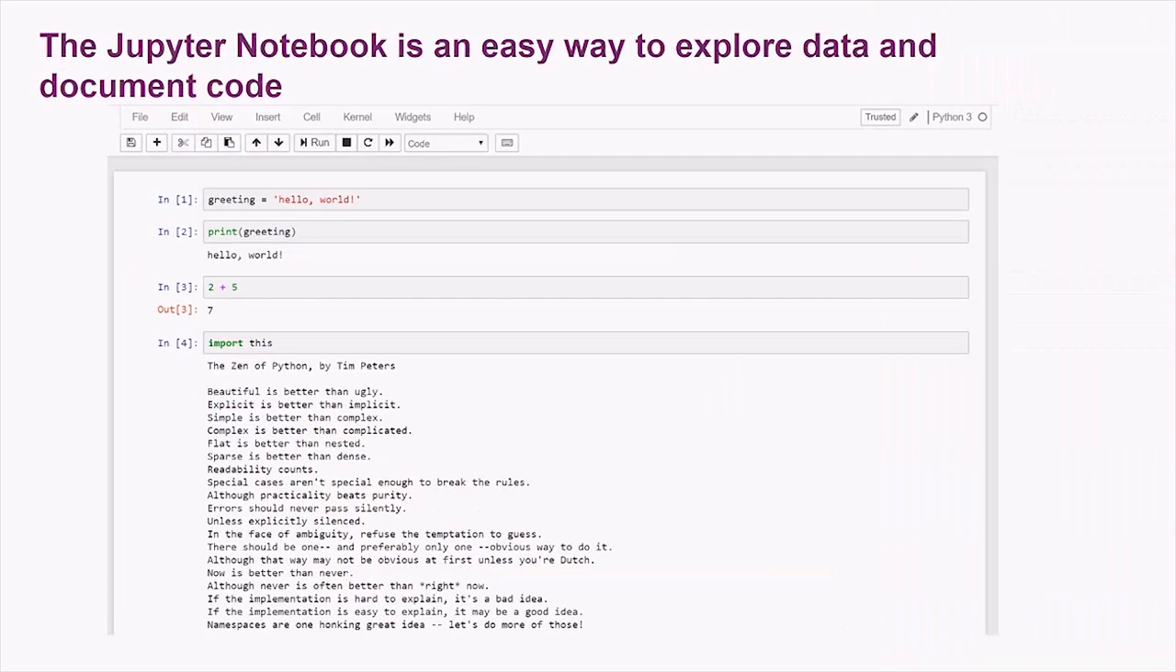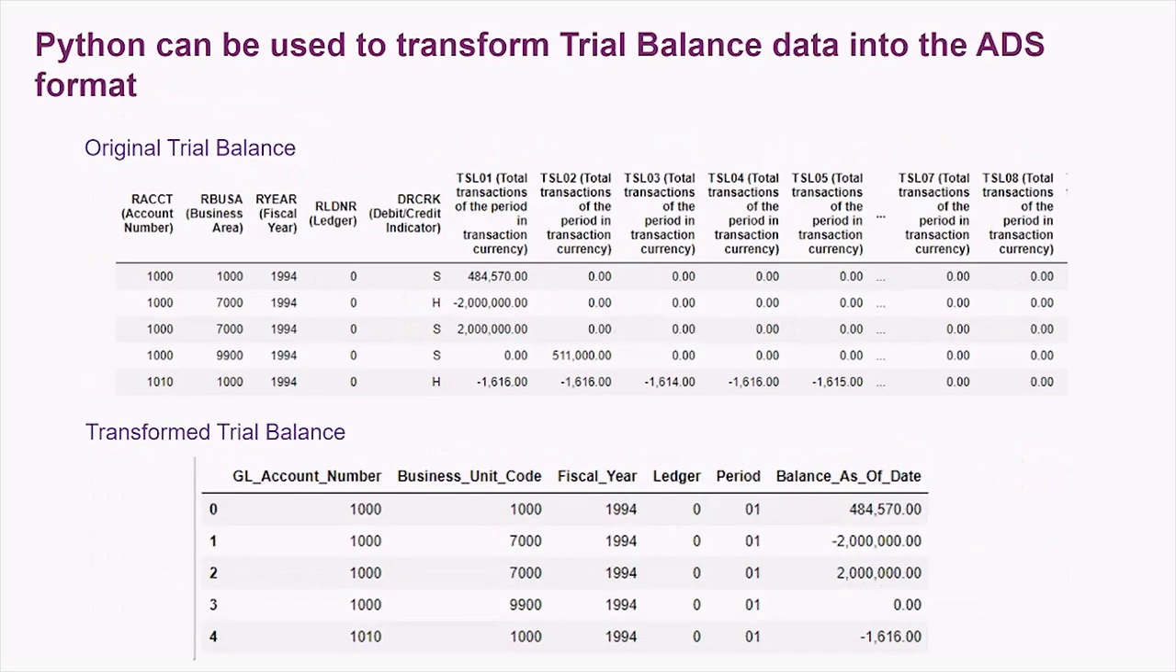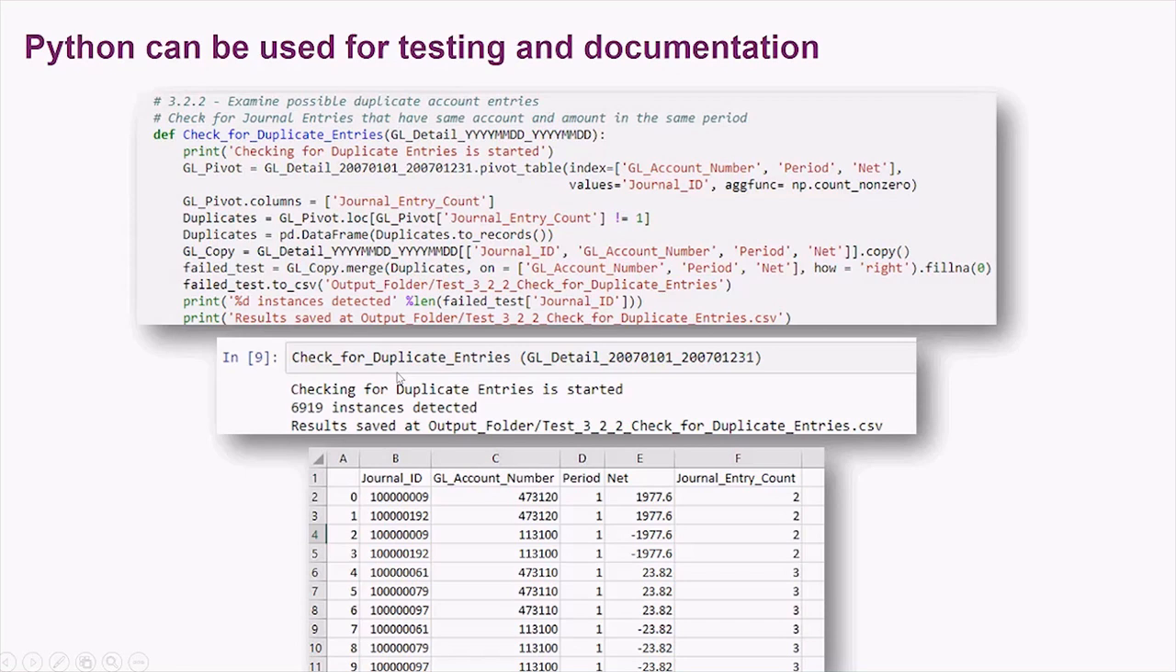The Jupyter Notebook is the format that we'll be showing today on how to use Python to document the code and the results. The code is written in these little cells, and then the results are displayed below. Python can be used to transform GL detail into the audit data standards format. Same with the trial balance. Above is the original format, below is the transformed format. We'll show you that in an example in a minute.